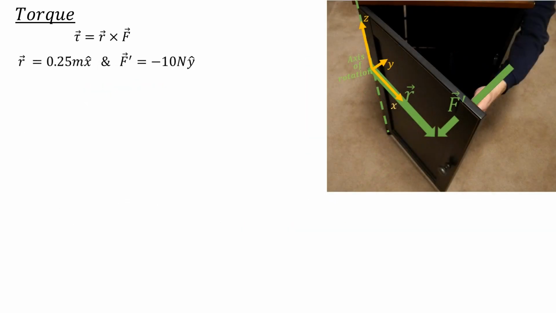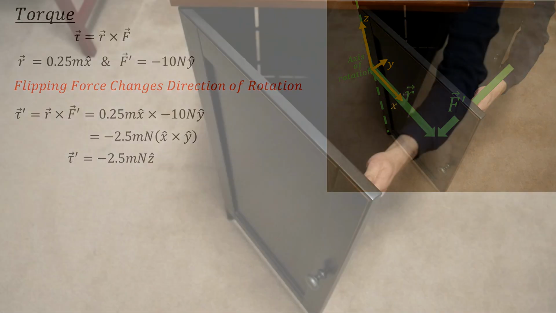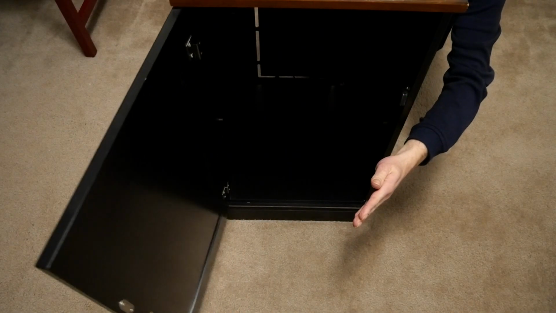If we flip the direction the force is applied, our new force is negative 10 newtons y hat. This will cause clockwise rotation of the door. The torque now equals 0.25 meters x hat cross negative 10 newtons y hat, which equals negative 2.5 newton meters z hat, where the negative sign indicates clockwise rotation about the z-axis, which is what happens when the direction of the force flips.